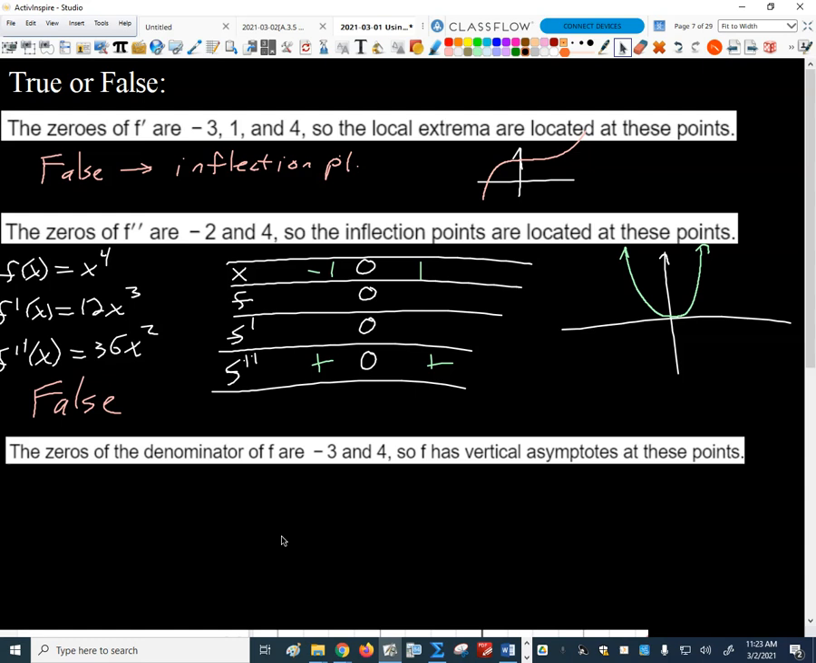Okay, Ember, you're correct. How come? I don't know if this is right, but couldn't it possibly be a slant asymptote? Zeros of the denominator. No, can't be a slant asymptote. But there is something it could be. Now let me ask you another question, just a clarifying question here.